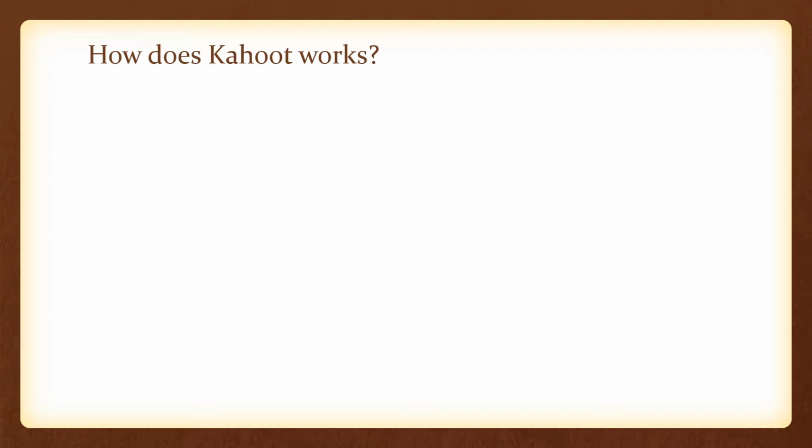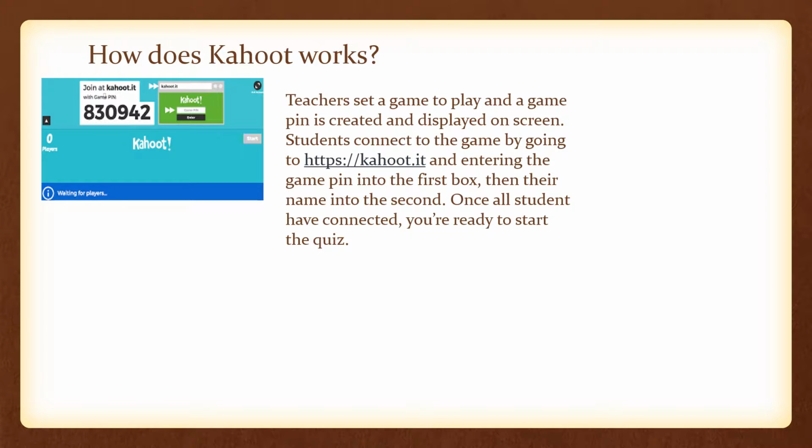How does Kahoot work? Teachers set the game to play, and the game pin is created and displayed on the screen. Students connect to the game by going to the website and entering the game pin into the first box, then their name into the second. Once all students have connected, you're ready to start a quiz.